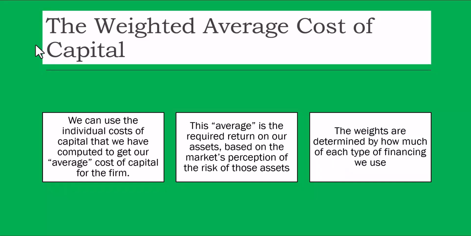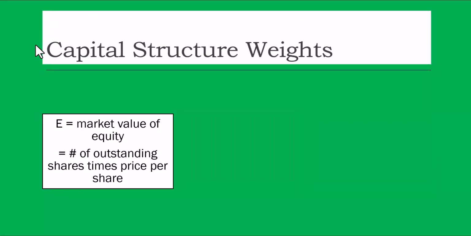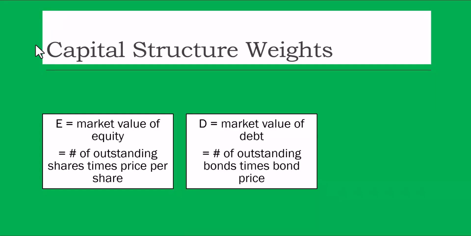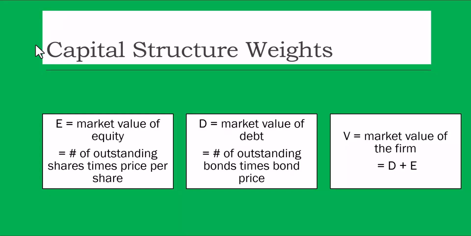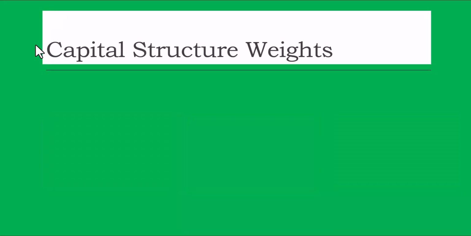The weights are determined by how much of each type of financing we use. First, we have to give the weights. Market value of equity, which is called E. Equity ki kitni market capital hai? That is the number of outstanding shares times the price per share. D is the market value of debt, how much debt we own. And V is the value of the firm, the total of the market value of debt plus equity. I'm going to explain that, don't worry.